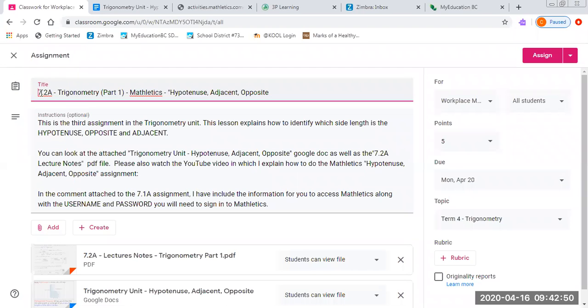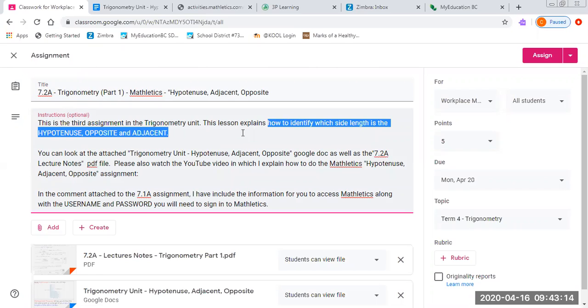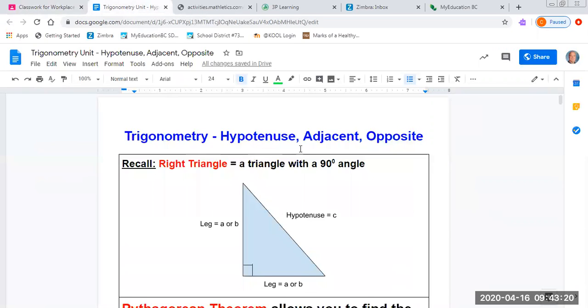Today we're going to be looking at the first lesson on trigonometry itself. So just to show you what this lesson should look like and will be called in your Google Classroom, you should see a lesson called 7.2a, Trigonometry Part 1. And the assignment for this will be in Mathletics, and the assignment name is Hypotenuse, Adjacent, and Opposite. So basically, what you're going to be learning today is how to identify which side length is the hypotenuse, opposite, and adjacent in a right-angled triangle. So let's take a look at some examples here and work through this.